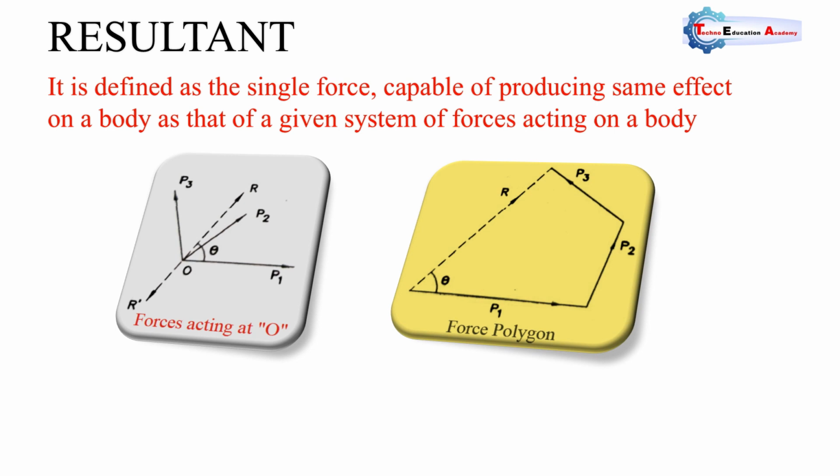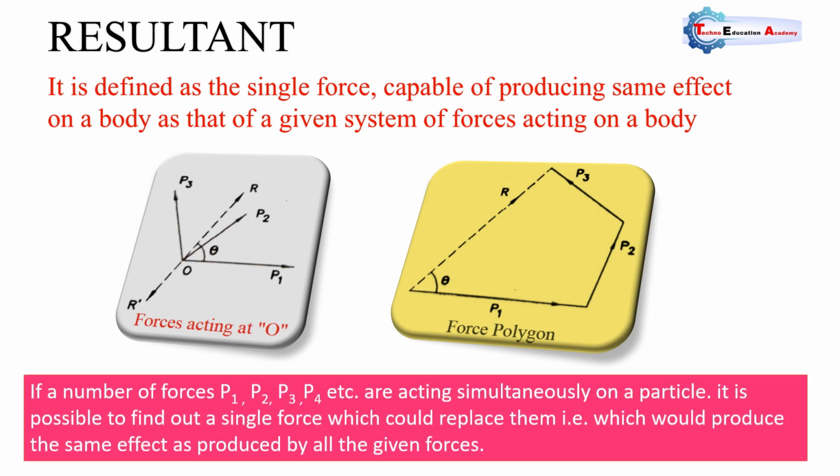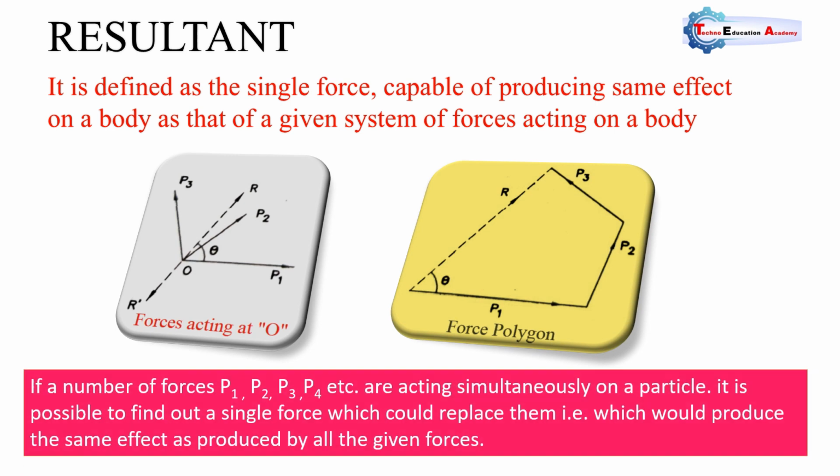Here you can see that we are considering four forces, P1, P2, P3 and P4, acting simultaneously on a particle. It is possible to find a single force which could replace the combined effect of all forces, which would produce the same effect as produced by all the given forces.